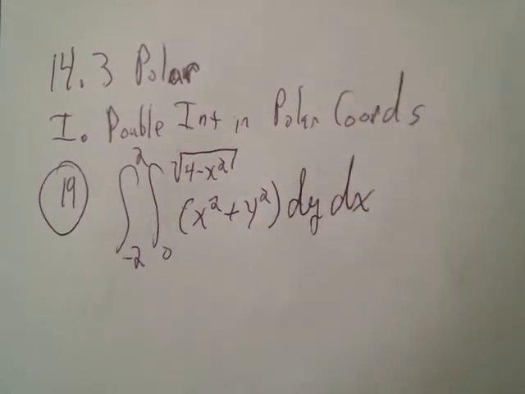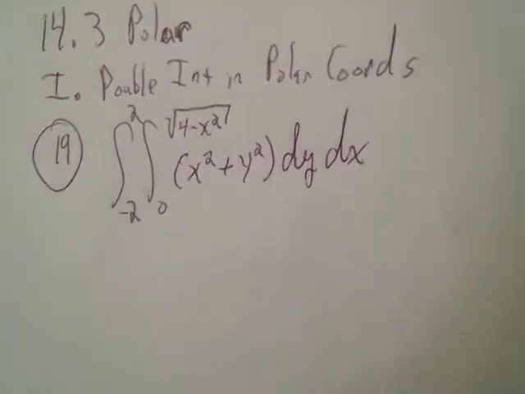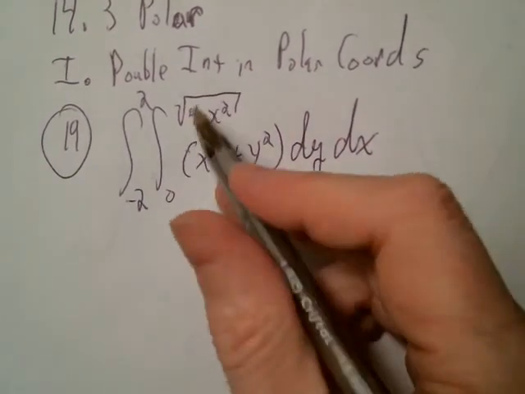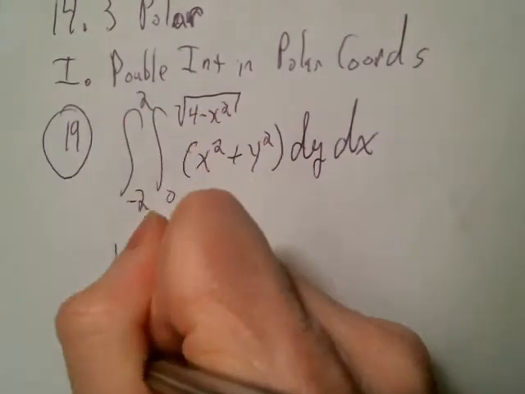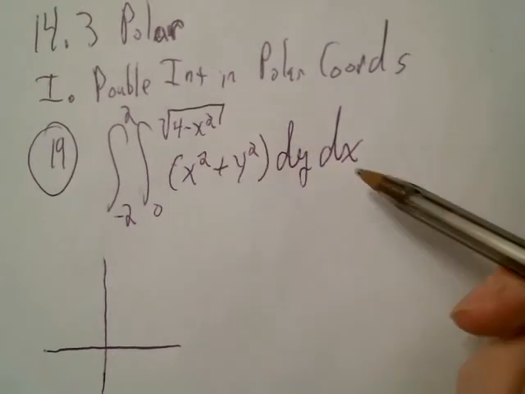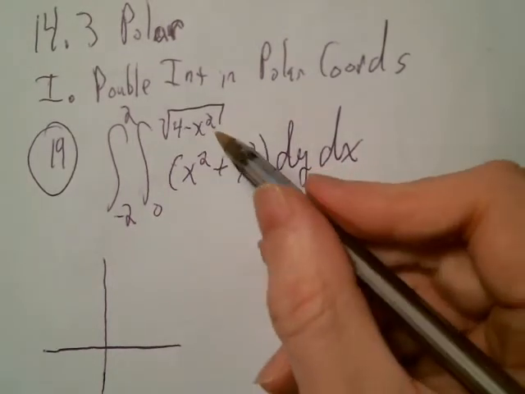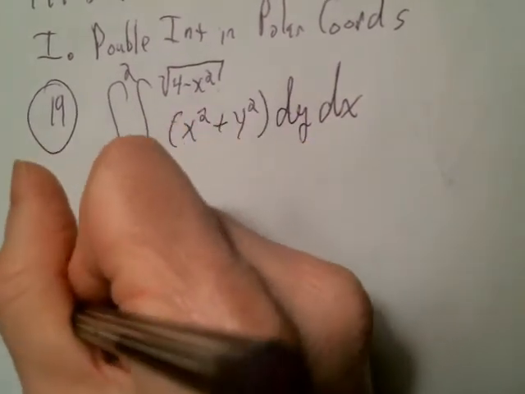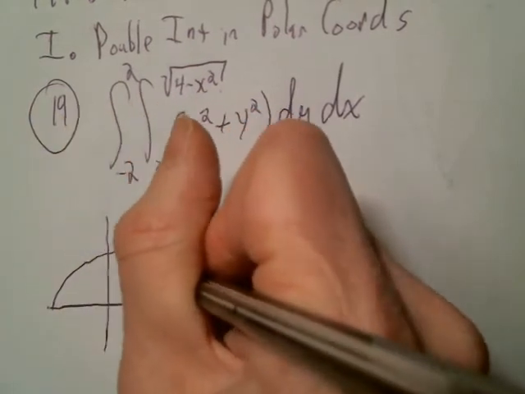This integral can be nasty to evaluate, but if you go to the polar coordinates, it becomes a little easier. Okay, so that's hopefully your motivation. If we look at this region that's being indicated by the limits on the integral, I'm going from y equals 0 to y equals square root 4 minus x squared. So that's just the upper hemisphere of a circle with radius 2.